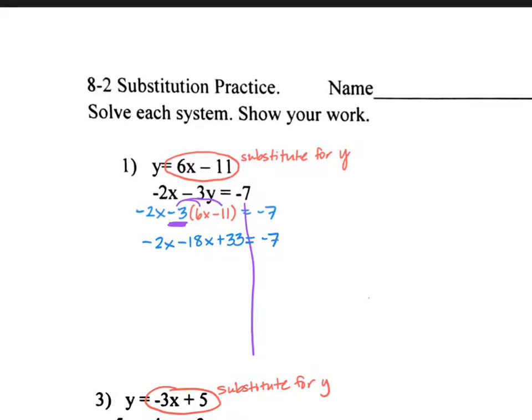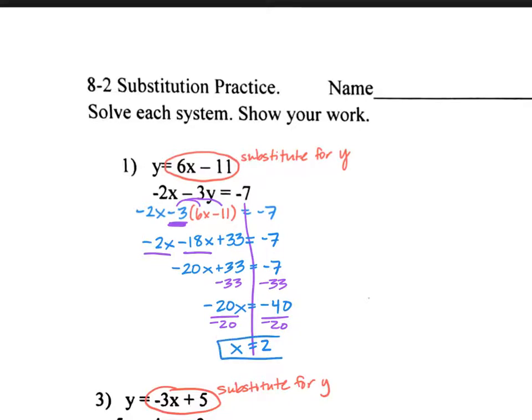I still have just negative 7 on the other side. Next, I have negative 2x and negative 18x. That's going to give us negative 20x if I put them together. Since they're on the same side, they're like terms. It equals negative 7x. Then subtract 33 on both sides. I get negative 20x equals negative 40. And finally, divide by negative 20. And x is 2. Right? Negative 40 divided by negative 20 is positive 2.